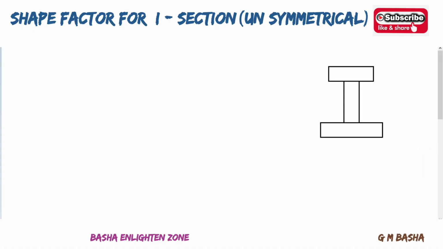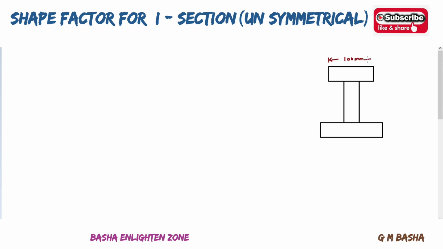Hello friends, in this lecture I would like to explain another topic based on the shape factor for the I section. In the last lecture I already explained shape factor for the symmetrical I section, but here it will be an unsymmetrical I section. So what is the difference?